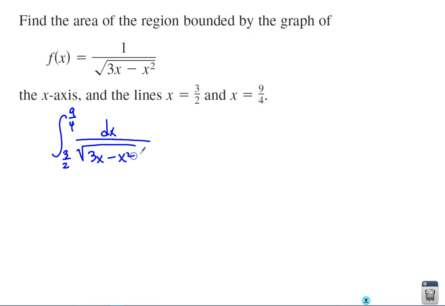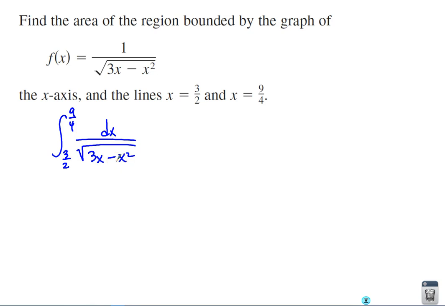3x minus x squared. Okay, so going back into my toolbox of all the things that I've done with integrals, I can't do a basic u sub because there's no derivative of this in the numerator. I can't do natural log because it's not just a simple u prime over u.